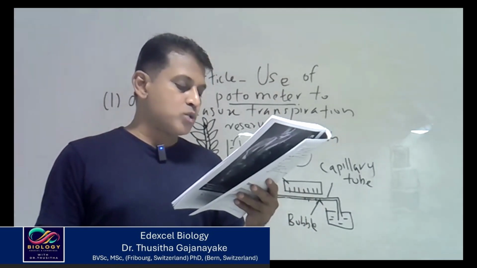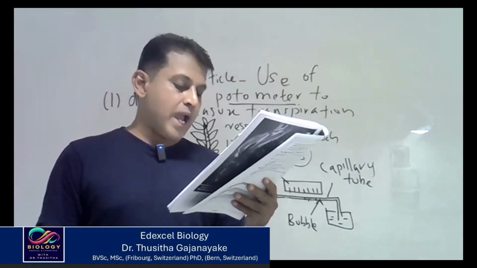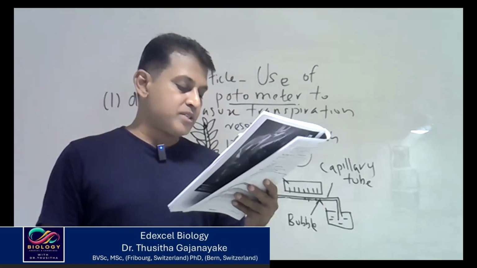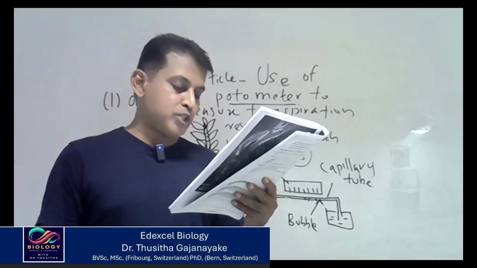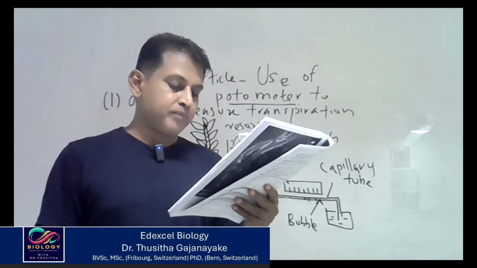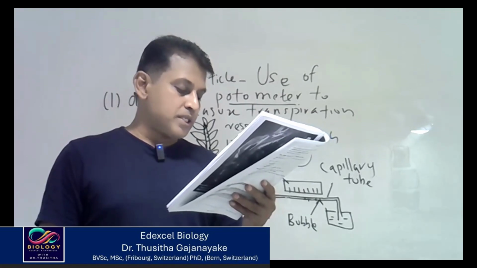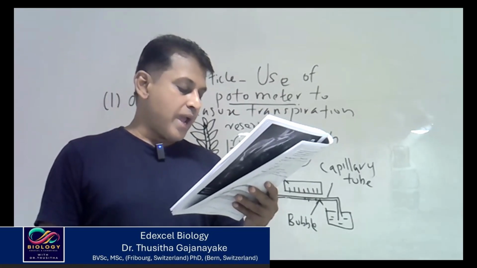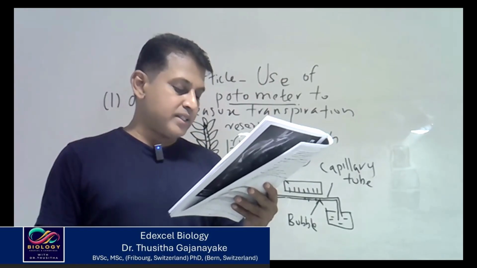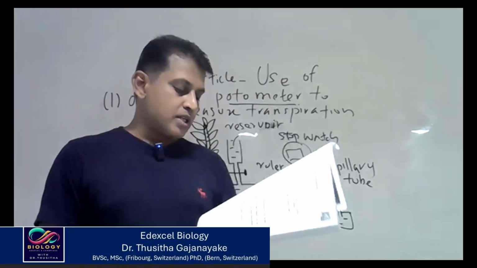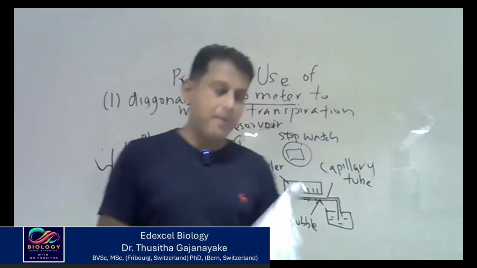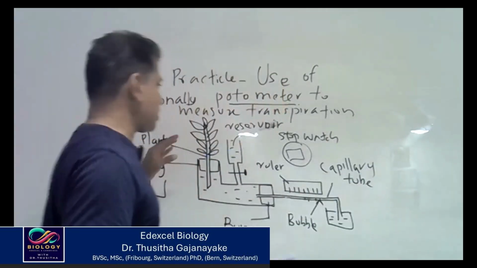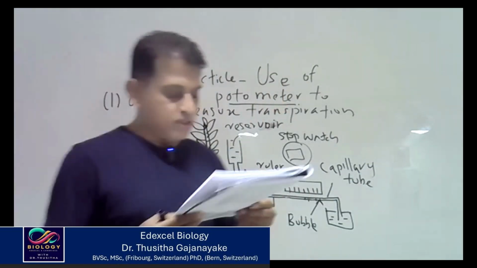Number 1, cut the shoot underwater, cut the shoot diagonally, dry the leaves, check the seals, make sure the seal is good, use petroleum jelly, the bung is in, measure the distance the bubble moves in a set time, and start the timer. Then the other one is they use the lamp. The lamp for us is not important, it is just the particular question.